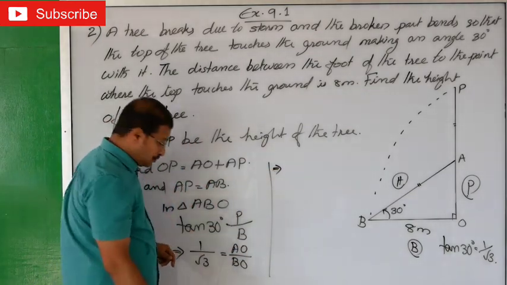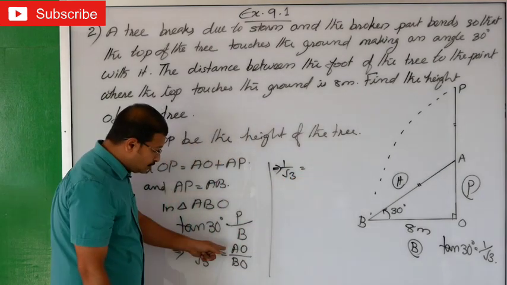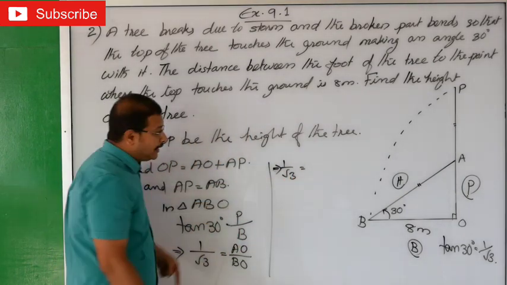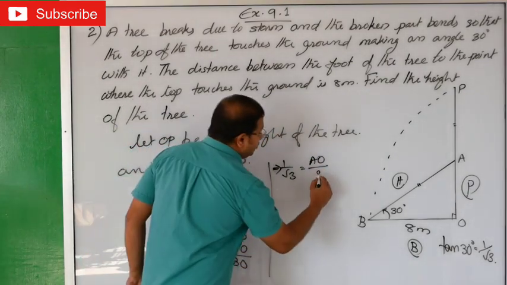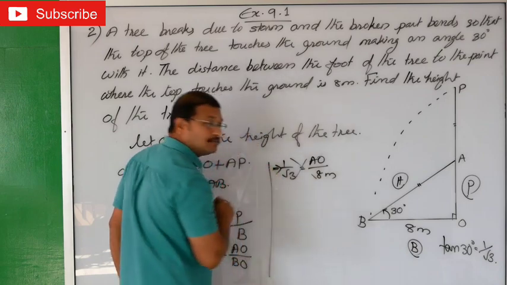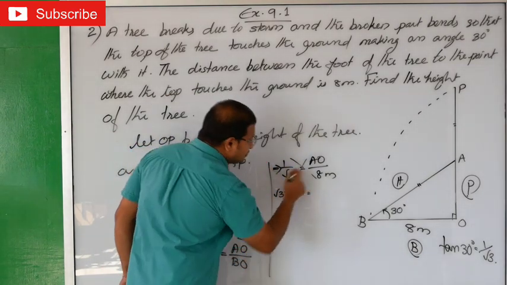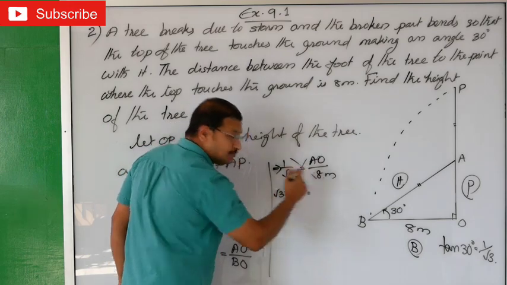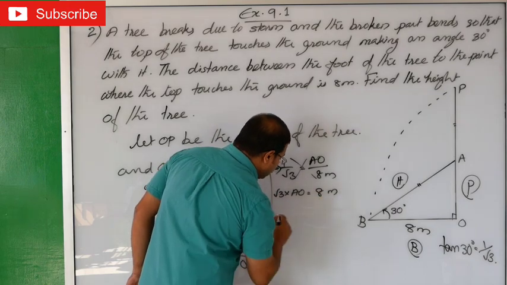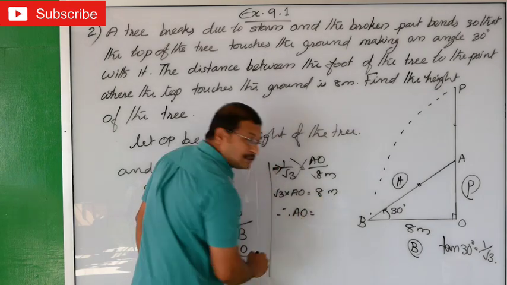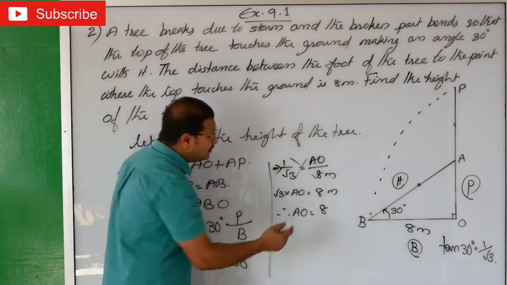Implies 1 by root 3 equals AO by 8 meter. We don't know the value of AO. So AO divided by BO means what you'll write? 8 meter. Cross multiplying, that means what you'll get? Root 3 into AO equals, cross multiplying, 1 into 8 meter. Therefore, AO equals 8, and this root 3 is multiplying, goes to the next side, divide.